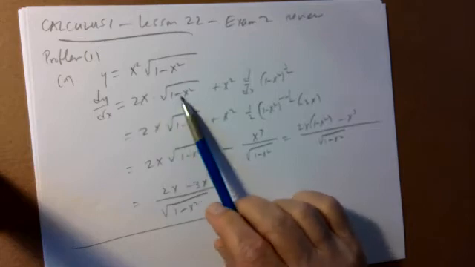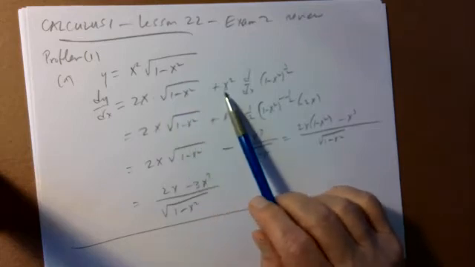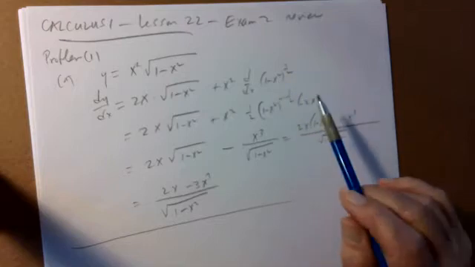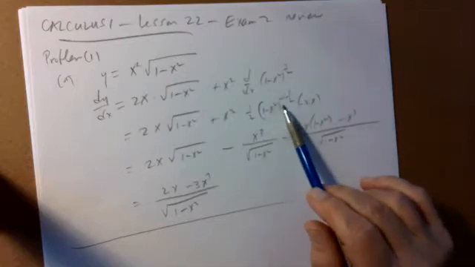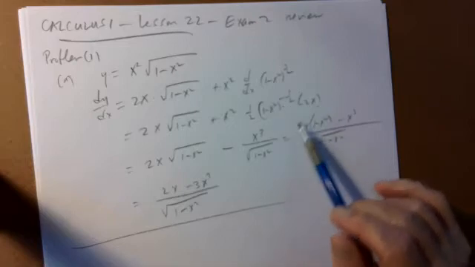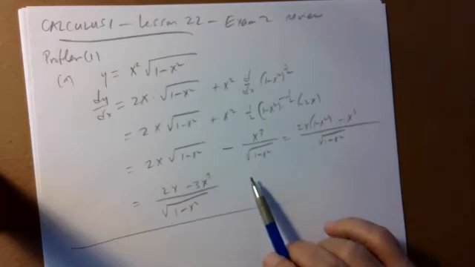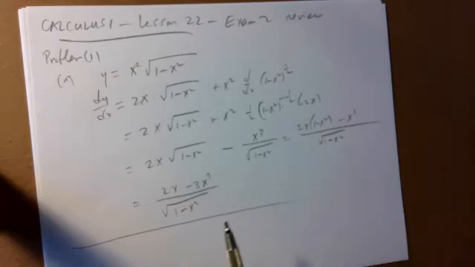Right. 2x times this plus x squared times the derivative of this, which is 1/2, this to the minus 1/2, minus 2x. Looks like it's okay. Any questions about this?